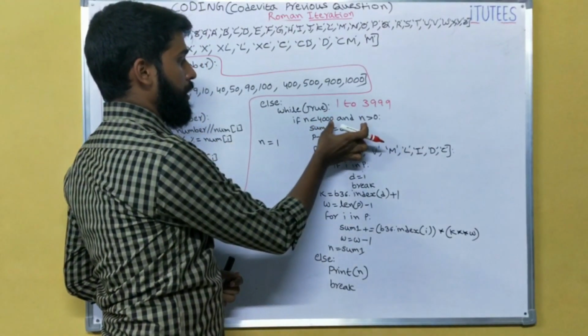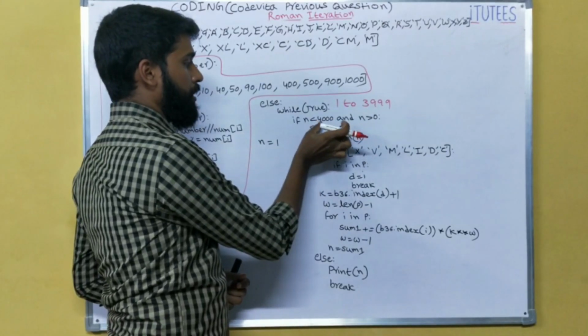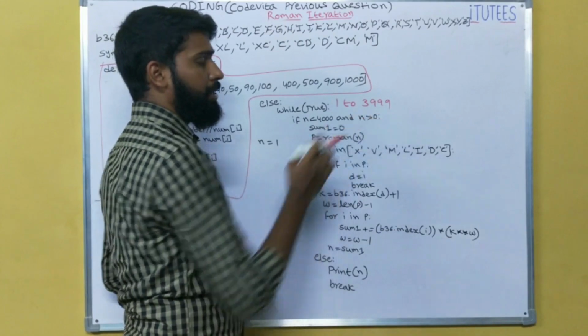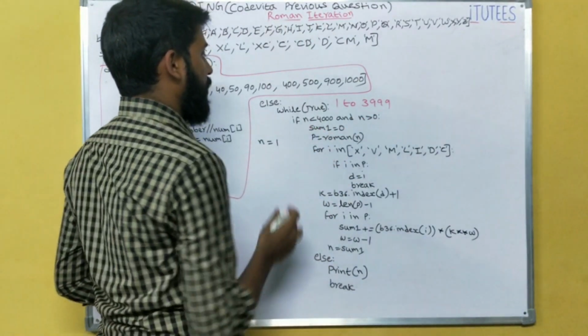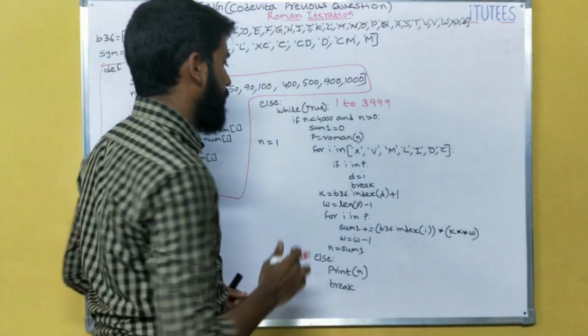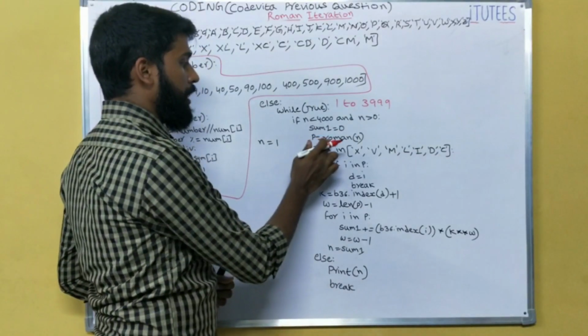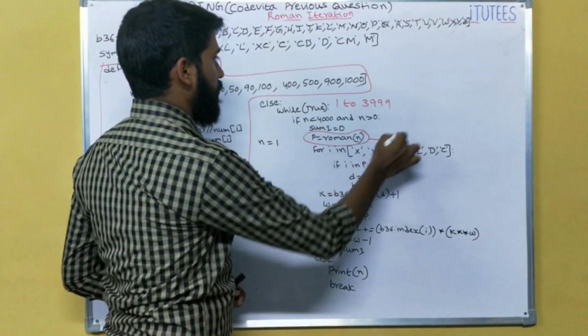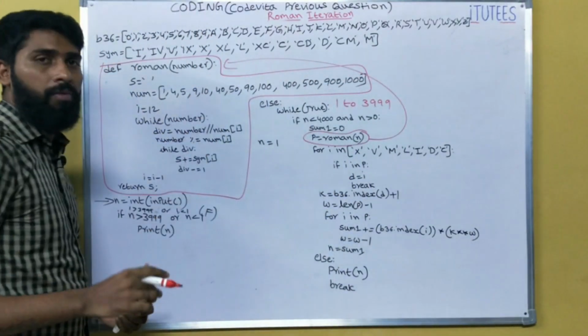The n is not greater than 4000. That means n is less than 4000 and greater than 0. We are taking sum equals 0, sum1 equals 0. p equals Roman of n. That means this function is called. What we are doing?